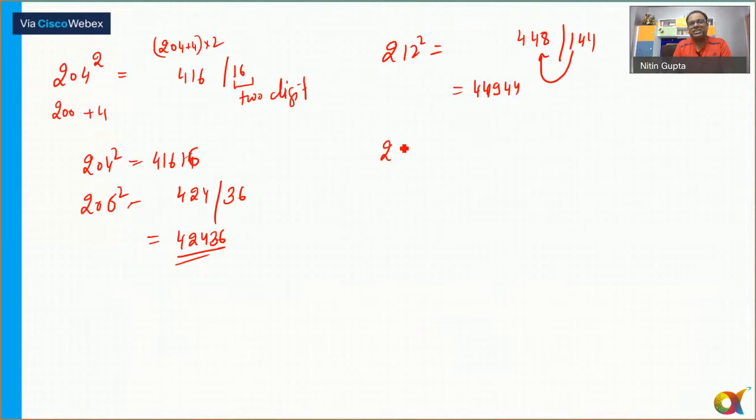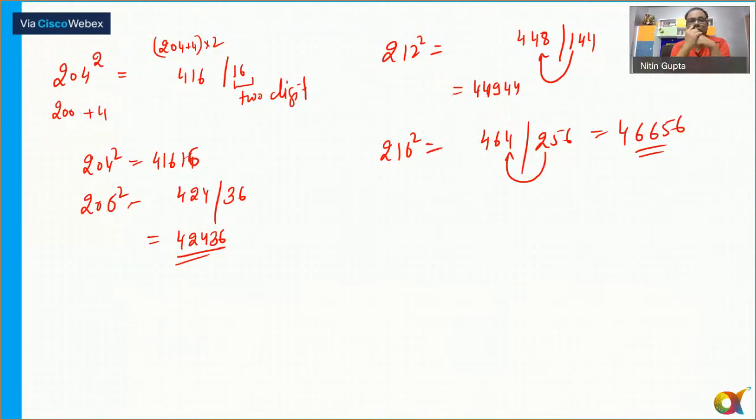If I say 216 square, 16 square is 256, write it down quickly. 216 plus 16 is 232, and 232 into 2 is how much? 32 into 2 is 64, so that is 464. But add 2, the third digit, so it comes out to be 46656. I hope you are now comfortable with this technique of finding the square of a number closer to 200.